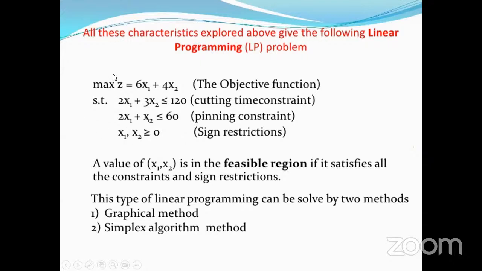Can you see this? Yes, sir. First the objective; two actual conditions, that is cutting and pinning, are the two constraints, and the non-negativity constraint is also necessary. These are the three conditions. By satisfying these three conditions and reaching the objective of the business, we can say we reached our optimal solution. And this type of linear programming problem can be solved by two methods.